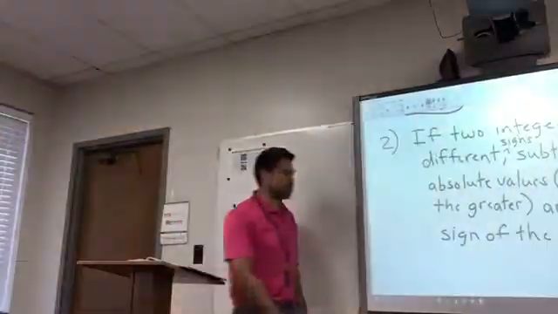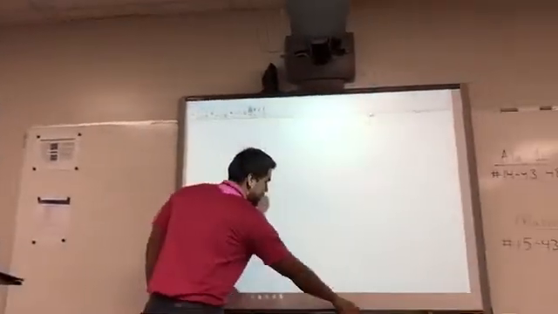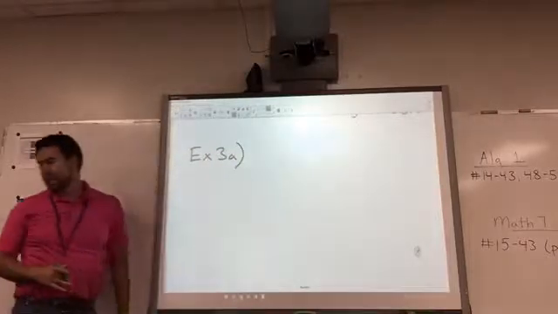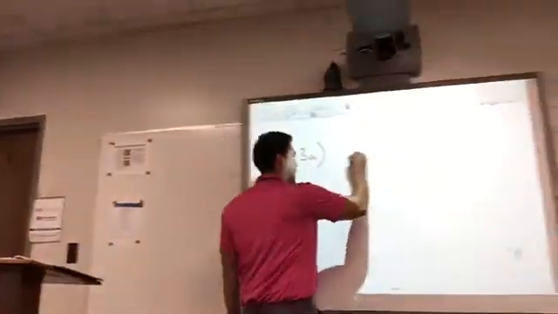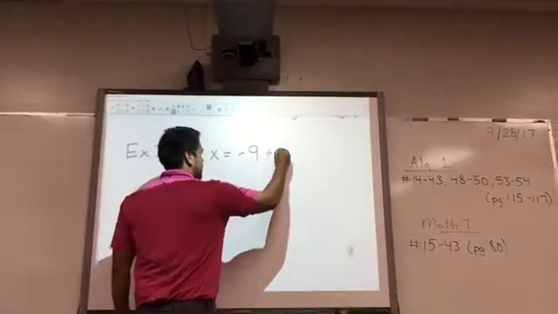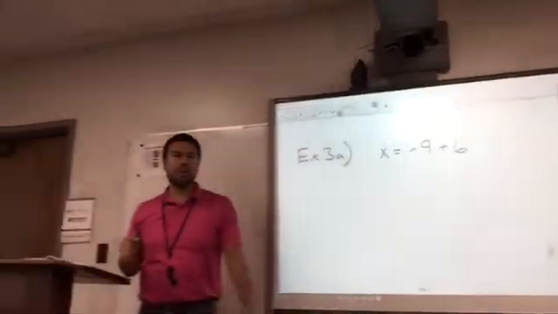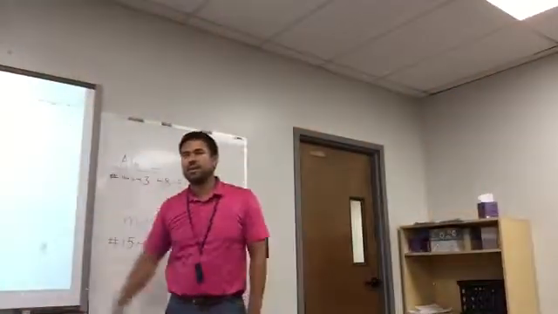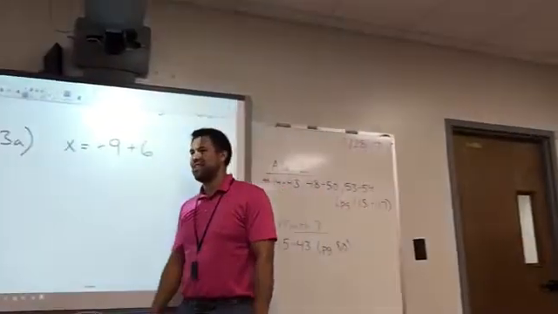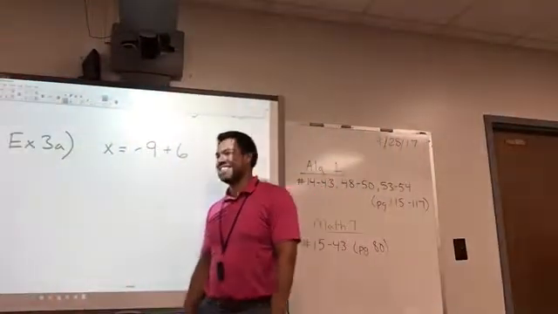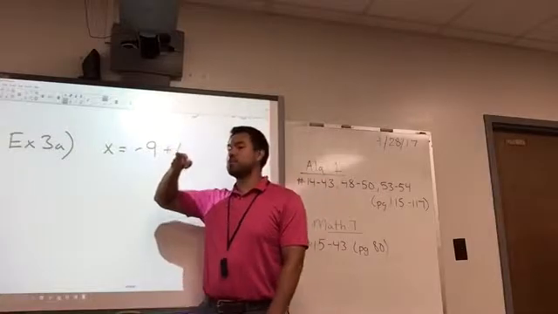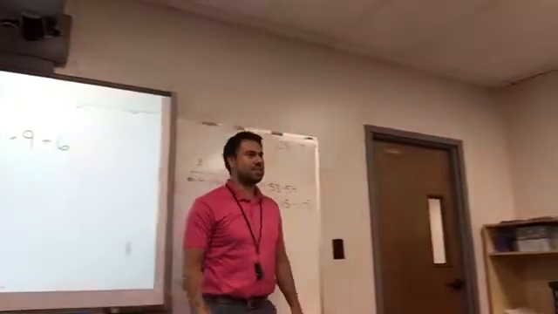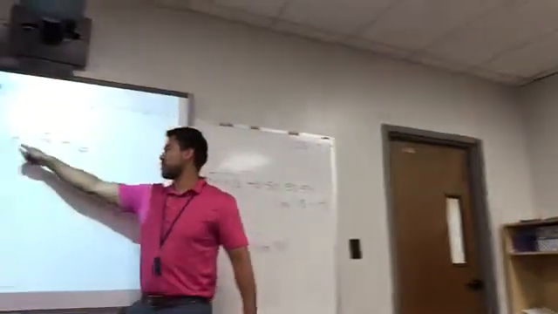Okay, let's look at example 3. Example 3 is this for A. They gave us an equation, x equals -9 plus 6. How do I know this is an equation, by the way? Because it has one operation and a variable? You're thinking algebraic expression. I'm saying this is an equation. It has an equal sign.